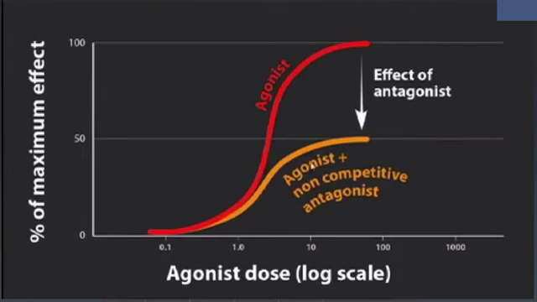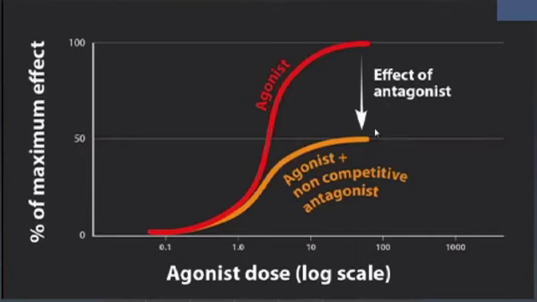The curve plateaus at a much lower maximum effect. You could have 1,000 agonist molecules, but if all the receptors have been taken out of commission, no amount of agonist will do anything about that. The effect of the non-competitive antagonist is to reduce efficacy, but it doesn't affect potency.